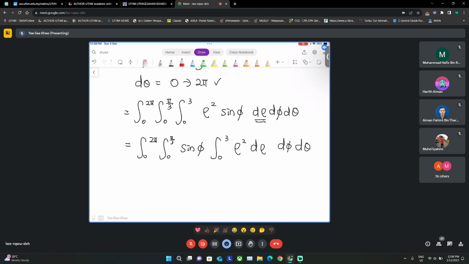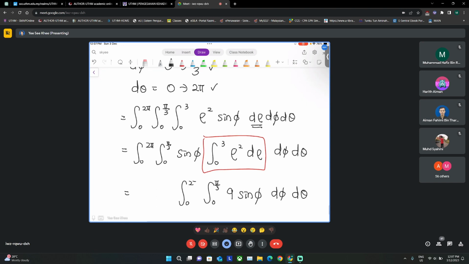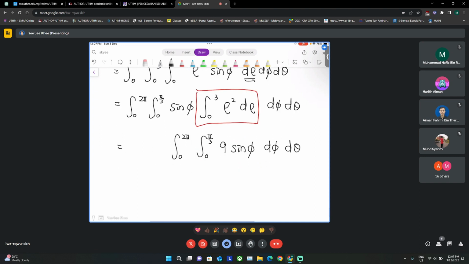Now you press the calculator for this part. Integrate rho square from 0 to 3, and this part will give you 9. And this is sine phi, so I write down the sine phi. The next term we are going to integrate is phi, from 0 to pi over 3.